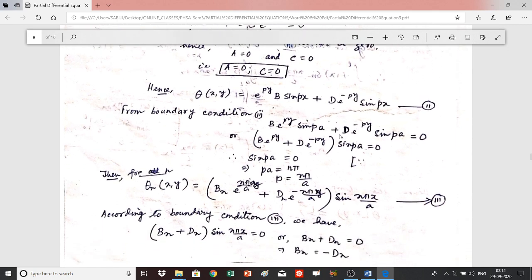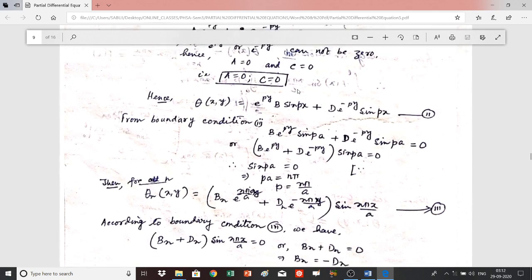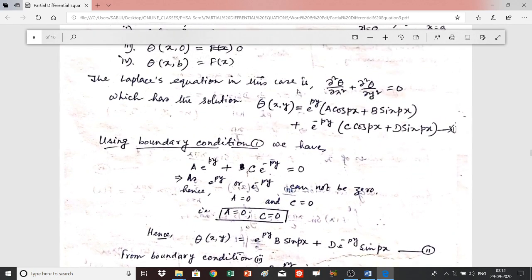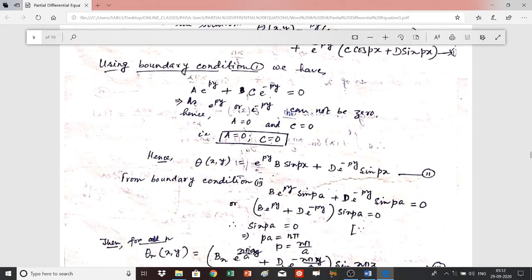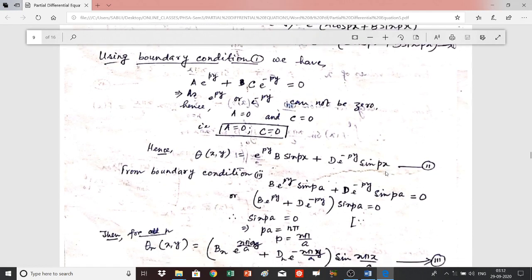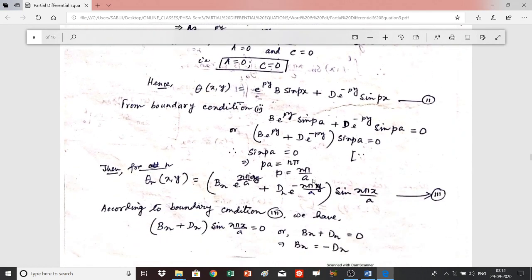Now sin, so this will be y. This is mistakenly written as x. These will be y. This will also be y. So the second term will be n pi y, sin, and here there will be Dn, n pi y by a. Okay, so this is the complete solution.